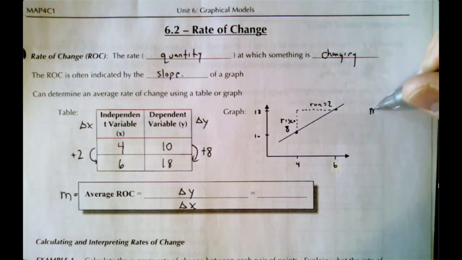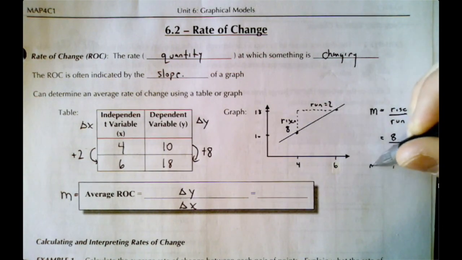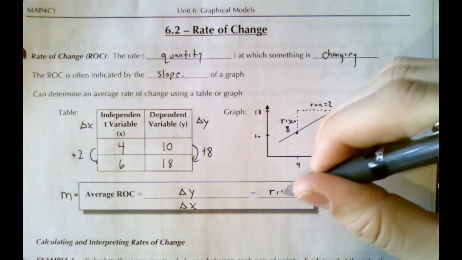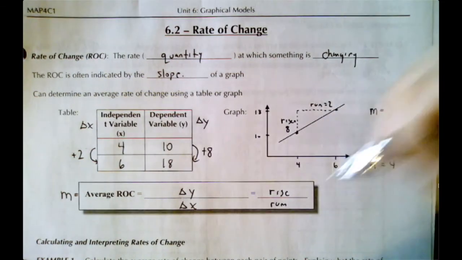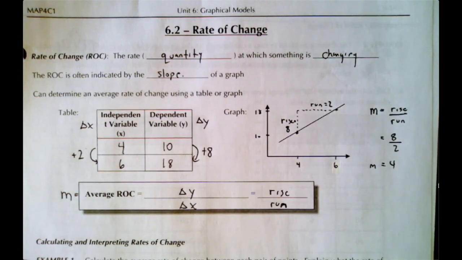So if we want our slope, we just do rise divided by run, which would be 8 divided by 2, which is 4. Same as the other one. So rate of change is just the slope. So it's the rise over the run, or it's delta y over delta x. Change in y over change in x.